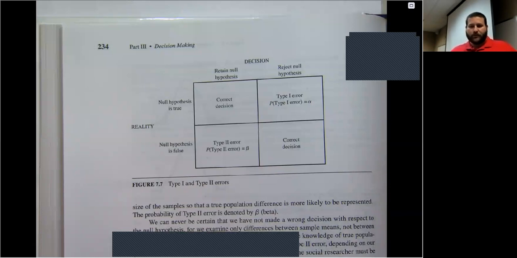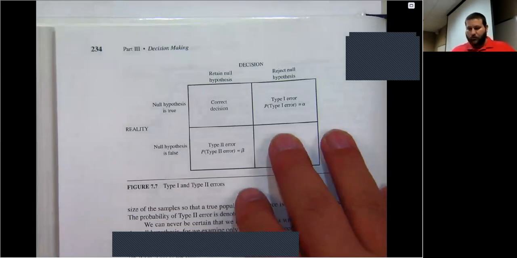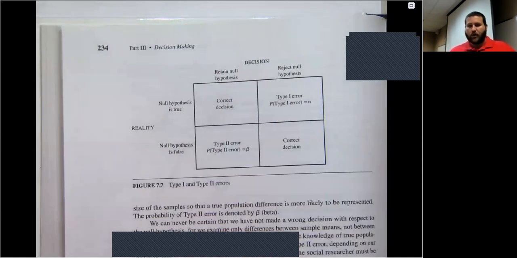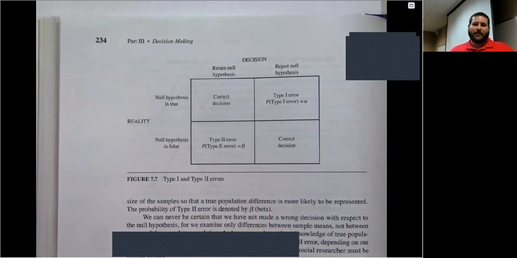So that's a little bit about the decision matrix. When you're filling it out, just repeat this table in your homework, but I want you to know the definitions because you're going to be tested on them.